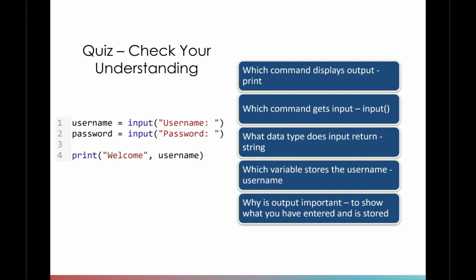Okay, answers. Question number 1, which command displays output, is print. Number 2, which command gets input? It's input with 2 brackets. Which data type does input return? It's a string. Which variable stores the username? It's username. And question 5, why is output important? Output shows you what you've entered and what is also stored.